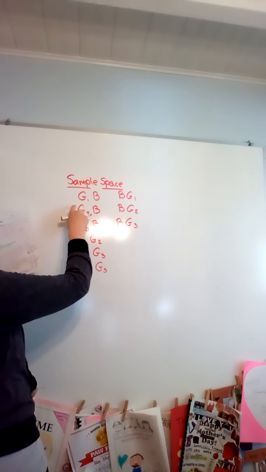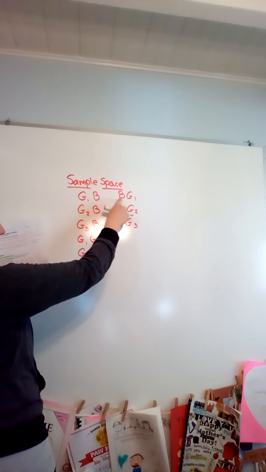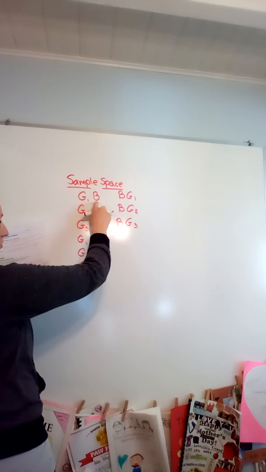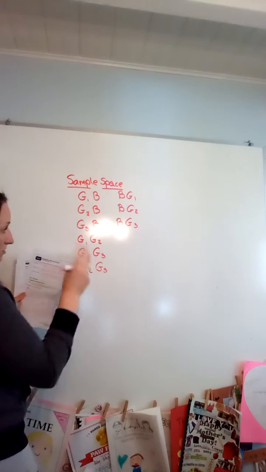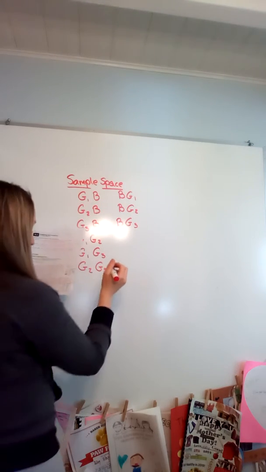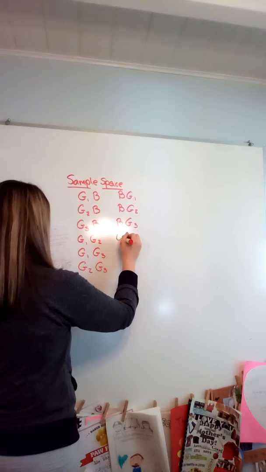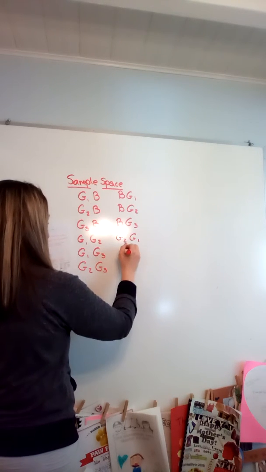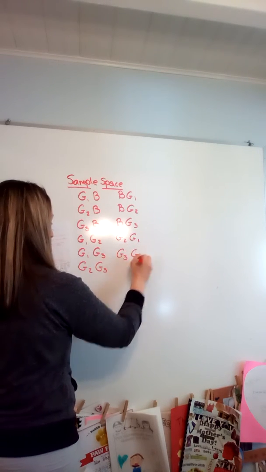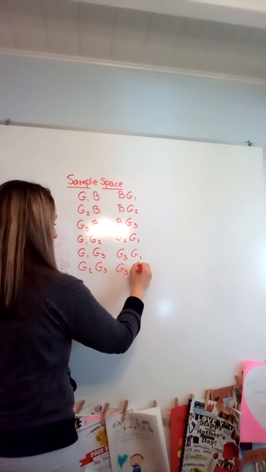Now, these are different because they have specific roles. It would be speaker, recorder versus recorder, speaker. So the boy would be the recorder here, but the speaker there. That's why they're different events. All right, keep going down with your list. It could be girl 2 and girl 1, girl 3 and girl 1, girl 3 and girl 2.